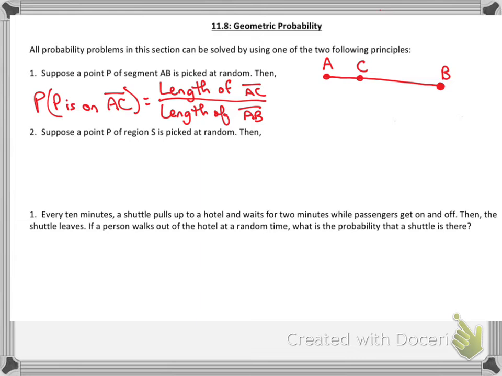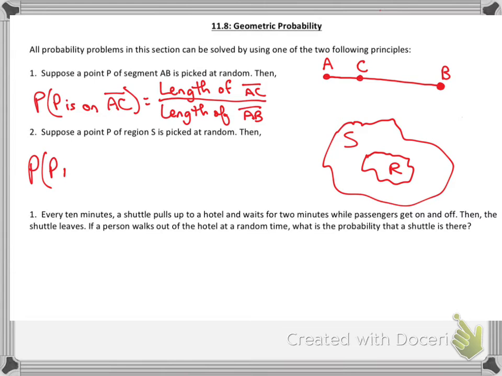Now, I can also apply this concept to area. In number 2 here, it says, suppose a point P of region S is picked at random. So I'm drawing any region. You can see the squiggles there. So I have this big region S, and I assume wherever I pick point P from would be from this smaller subregion within S, and I'm just going to call that R, just for the sake of using the alphabet here. What that would allow me to do is to find the probability of point P within that smaller region, and ultimately, I can compare the areas to one another. So I can find the probability that that point lands in a certain spot within the overall region by finding the area of the smaller region, R, and comparing it to the area of the larger region, S.